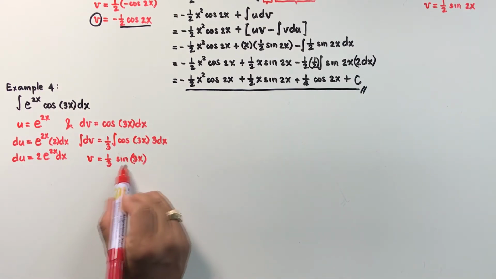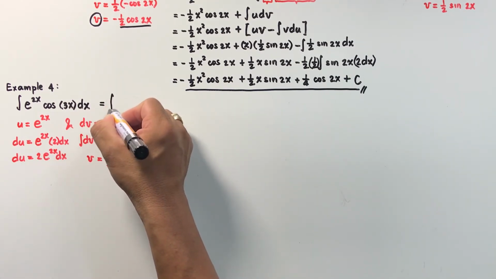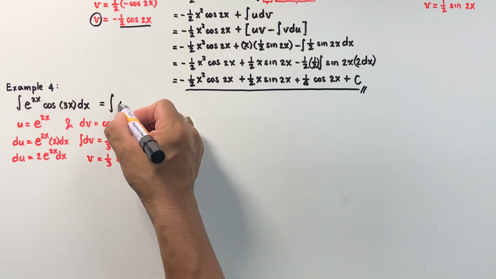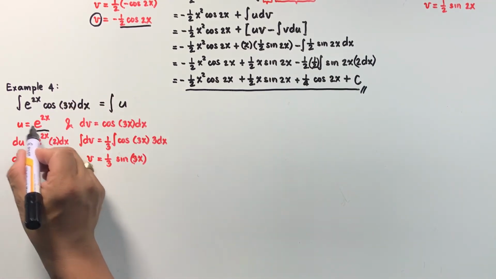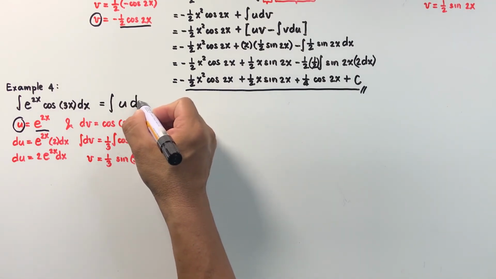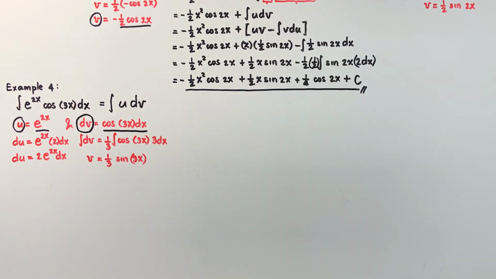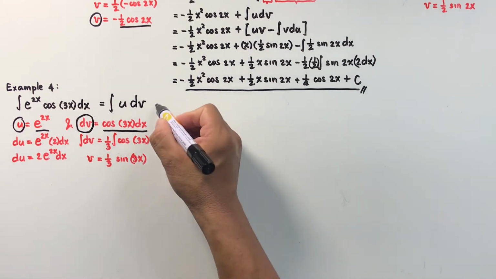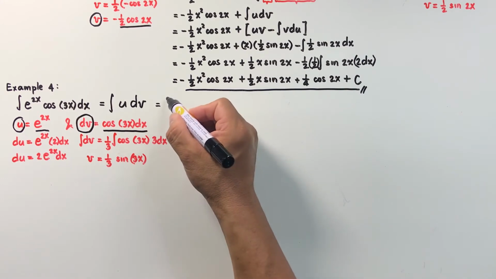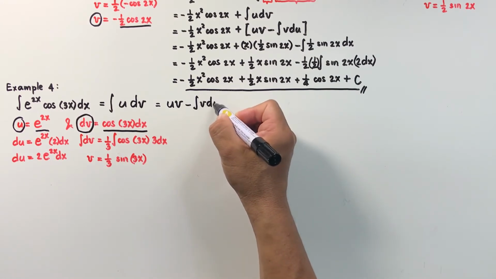because we know that the integral of cosine is positive sine. So going back to our integrand here, instead of writing e to the 2x, we will write u, because that is our representation here. And instead of writing cosine 3x dx, you will write dv here, because this is our representation for dv. So this is now the integral of u dv. And applying the formula for integration by parts, we have uv minus the integral of v du.